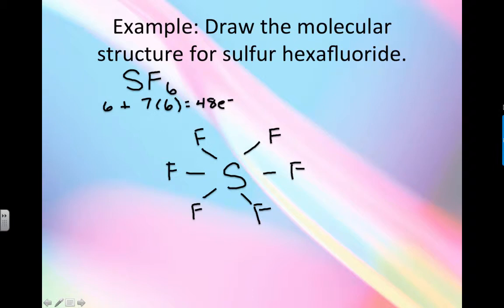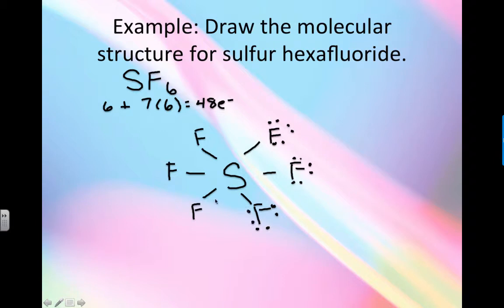Now let's get the rest of the electrons for the fluorine. We'll pair them up. Fluorine needs to have an octet. So there's 6 more. We're up to 18. And then there's 6 more. So now we're at 24.